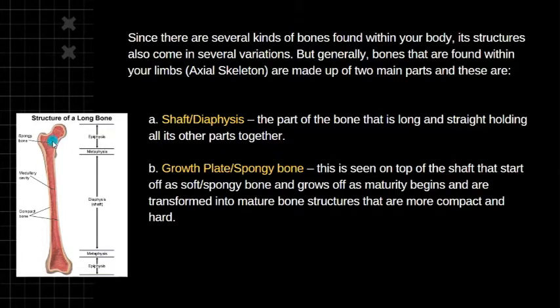Ayan. So tinawag siya na spongy bone dahil sa characteristic niya na soft bone pa lang ito. No? Pero of course, hindi naman siya nagsistay na soft bone or spongy bone. Pag nag-mature na tong bone na ito, mas nagiging compact na siya at hard. Kaya siya tinawag na growth plate and spongy bone. Okay? So that's the two main parts of the bones, no, in our actual skeleton.